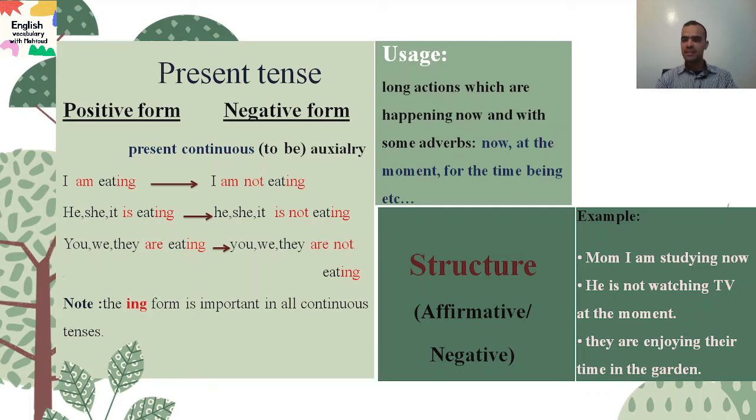The second: he is not watching TV at the moment. At the moment as well is an indicator to use the present continuous. And as you can see here, we use he is not, the negative form, to show the negation. The third: they are enjoying their time in the garden. Enjoy again is an active verb, which shows a long action that is going on in the present time.